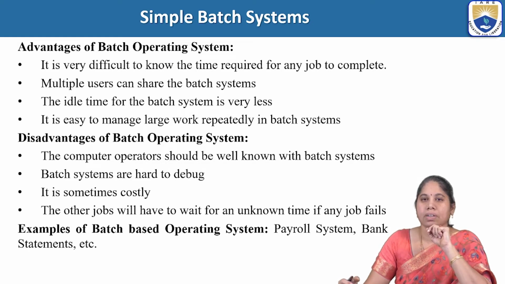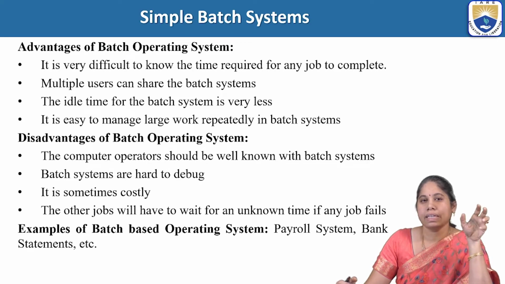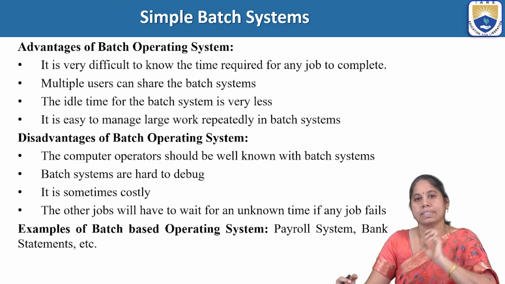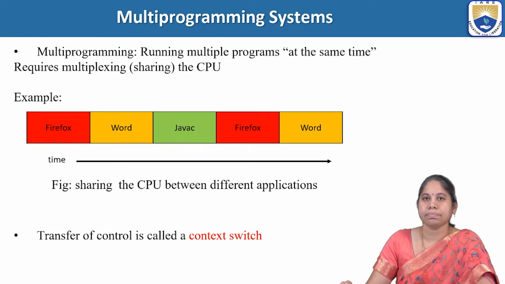It is sometimes costly. The other jobs will have to wait for an unknown time if any job fails. Suppose somewhere in between some job is failing, the others have to wait till that job recovers. Examples of batch operating system jobs are payroll systems and banking statements. These are the kind of applications we can run as a batch under a batch operating system.